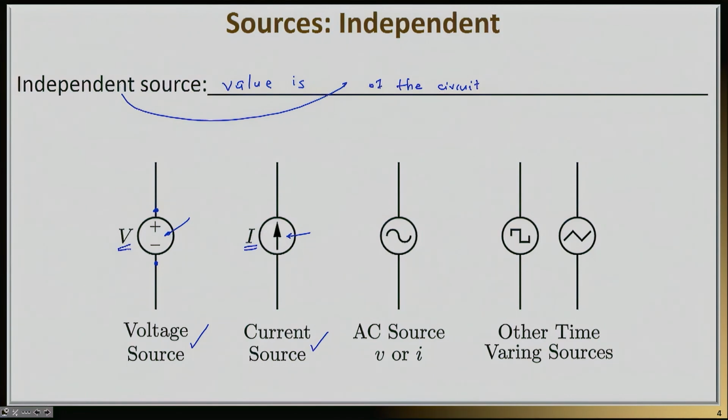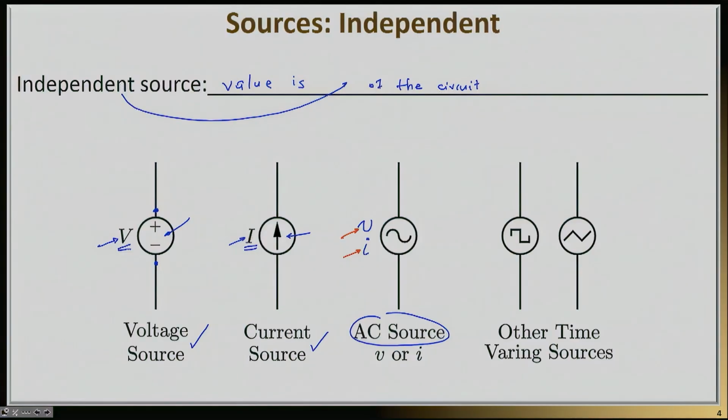Independent sources may also be variable in time. For example, an AC, a sinusoidal source, which may either provide a V or an I, a voltage or a current, can actually be very useful in real-life scenarios. Notice here that I use capital V and capital I, while on the third source here, I use little v and little i. In general, we use capital letters to signify DC sources, meaning constant sources, sources that don't change with time, and we use the little letters v and i to signify time-variable sources.